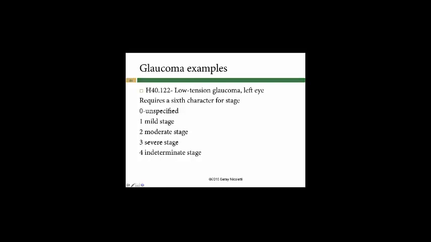So H40.122, low tension glaucoma, left eye, requires a seventh character for the stage. And we'll change that, by the way, on the handouts when we post these so that you have it correct. If you're in your EHR, of course, then you're not looking in a book to see this little pink box at the top of the subcategory of code.